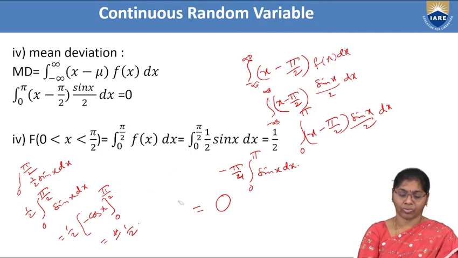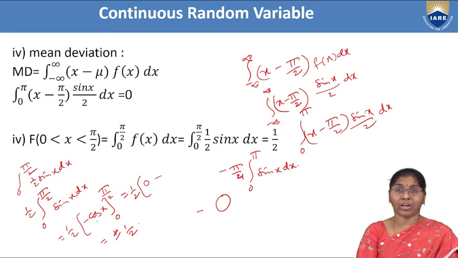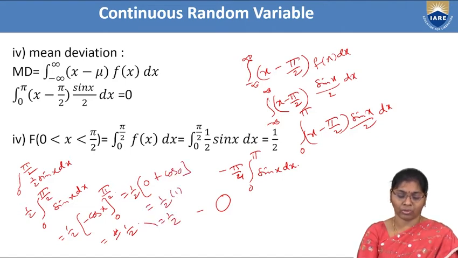That means here 1 by 2 times upper limit minus cos pi by 2, and cos pi by 2 value is 0. Upper limit minus lower limit: minus lower limit means minus cos 0 into minus, that is plus cos 0, and that value equals 1. So 1 by 2 into 1 equals 1 by 2. That is the answer.